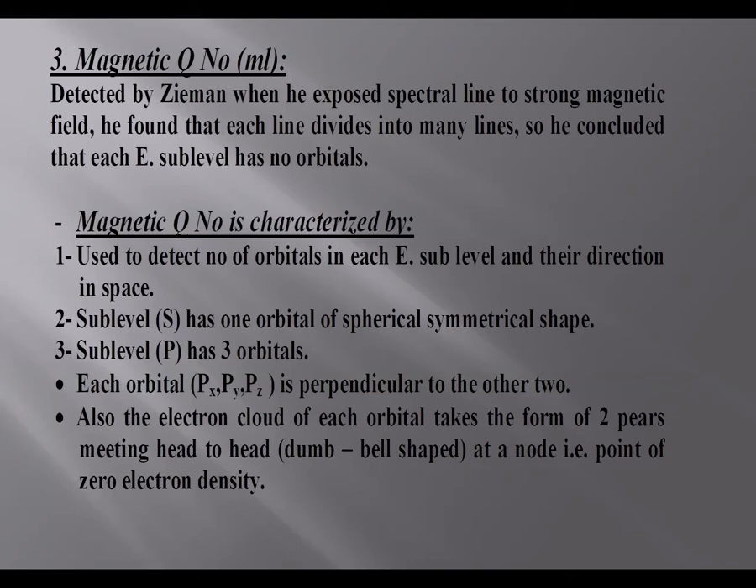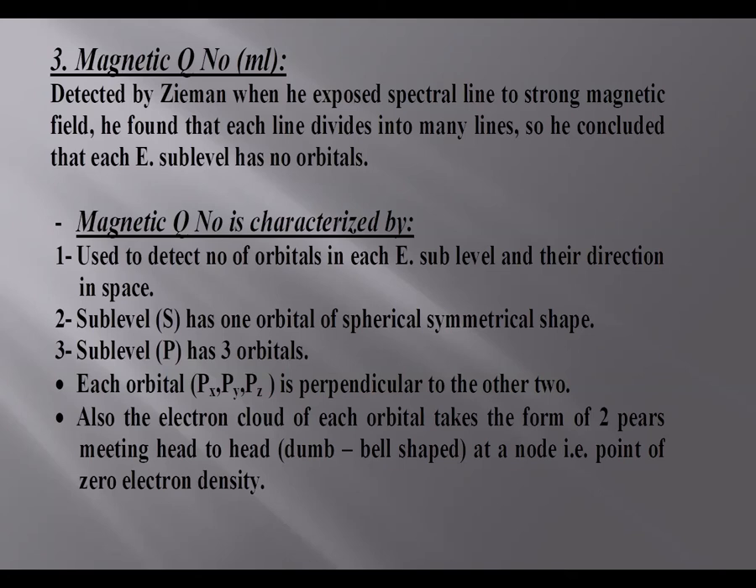The magnetic quantum number is characterized by: number 1, it is used to detect the number of orbitals in each energy level. Number 2, the s sublevel has 1 orbital. Number 3, the p sublevel has 3 orbitals, each perpendicular in the 3 directions. So we have a p orbital in the x direction, a p orbital in the y direction, and a p orbital in the z direction. The 3 are perpendicular to each other.